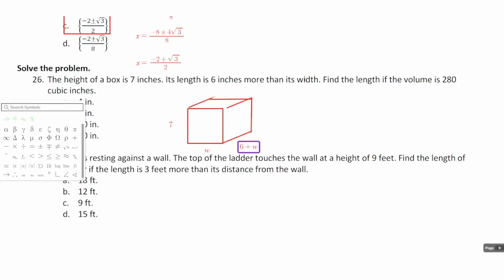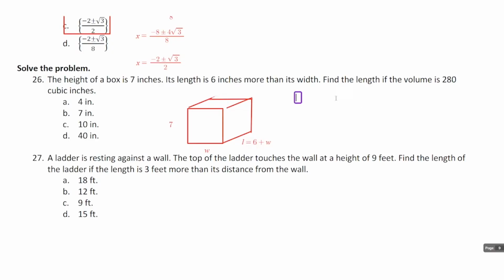So 6 plus W. Then it says find the length, which is this 6 plus W. Find the length if the volume is 280. So we'll set up our little volume equation here, which is length times width times height. Fill in the values. So L here is 6 plus W. W is just going to leave that as W. And then the height is 7.